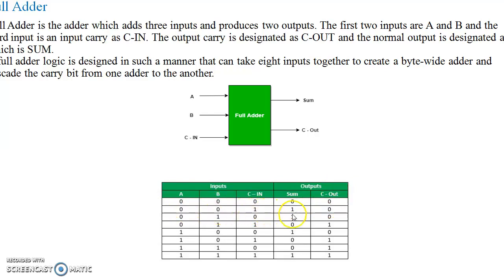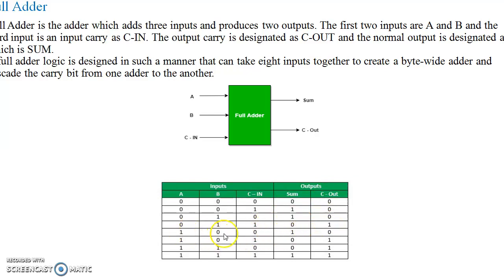So here sum is 1 and carry out is 0. Next 0 plus 1 plus 0. So sum is 1, carry out is 0. Next 0 plus 1 plus 1. So 0 plus 1 equals 1 and 1 plus 1 equals 10. So in 10 sum is 0 and carry out is 1.